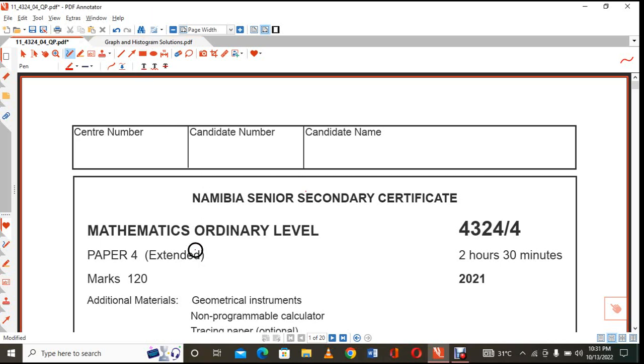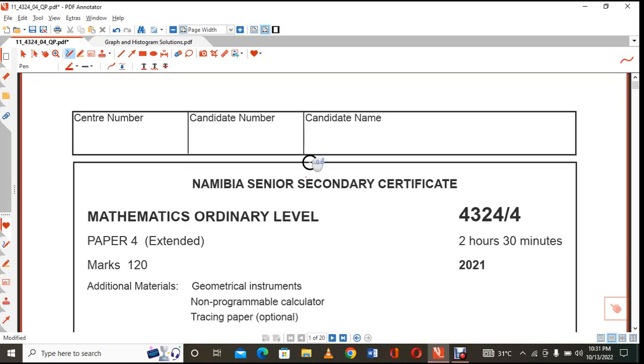This was the last grade 12 paper that was written for learners who are doing extended. So this content is useful for grade 11 learners and grade 10 learners. You can still use this content.